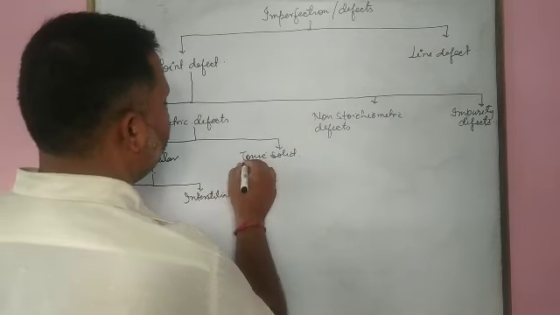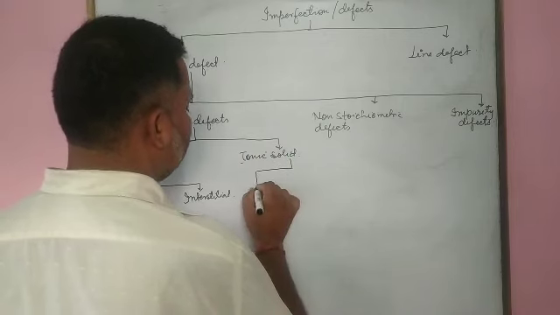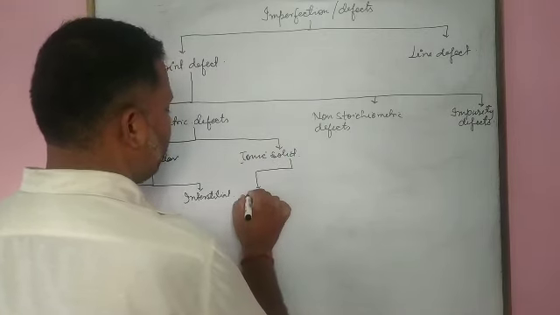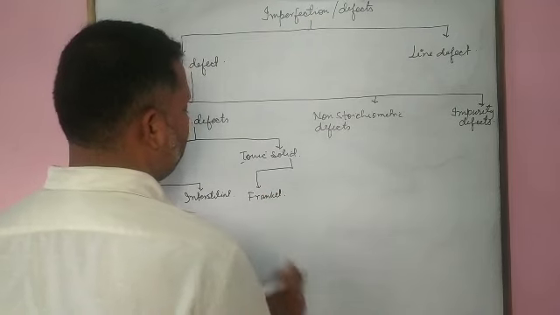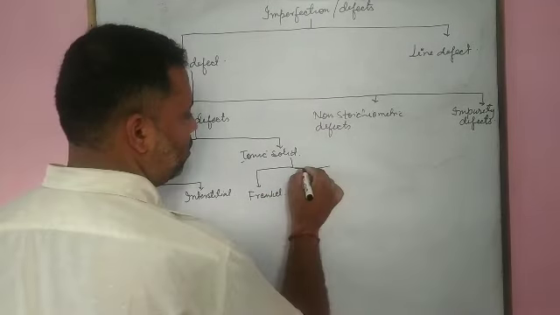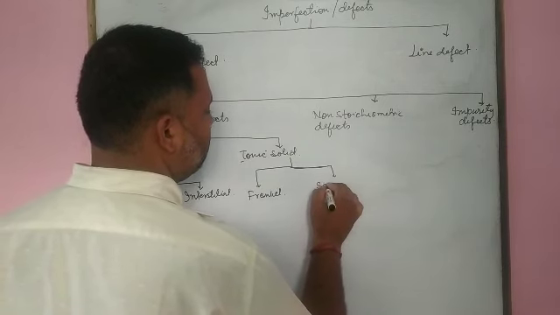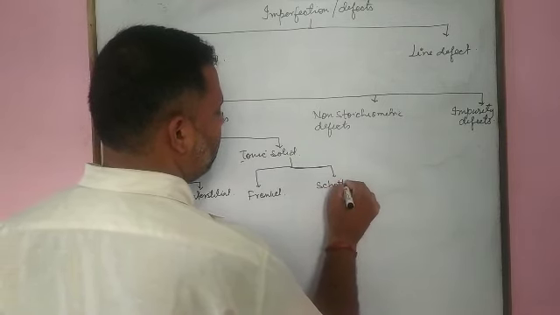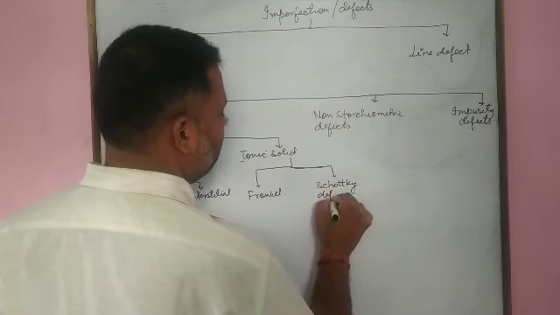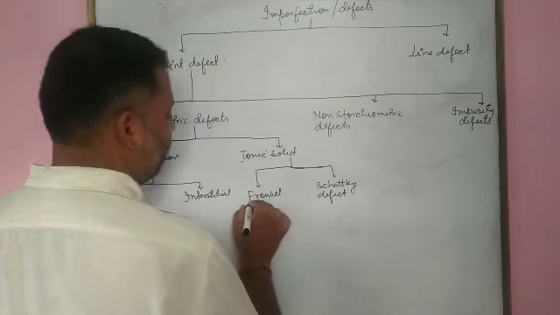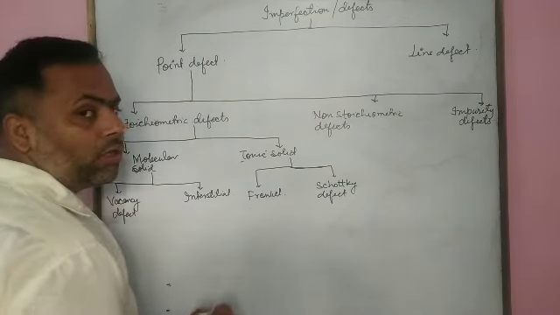In case of ionic solid, it is categorized into two types. The first one is known as Frenkel defect. The next is known as Schottky defect. Frenkel defect is also known as dislocation defect.